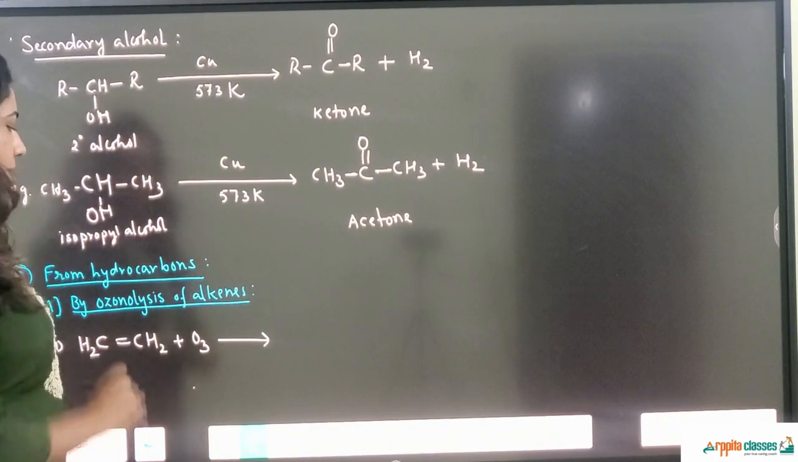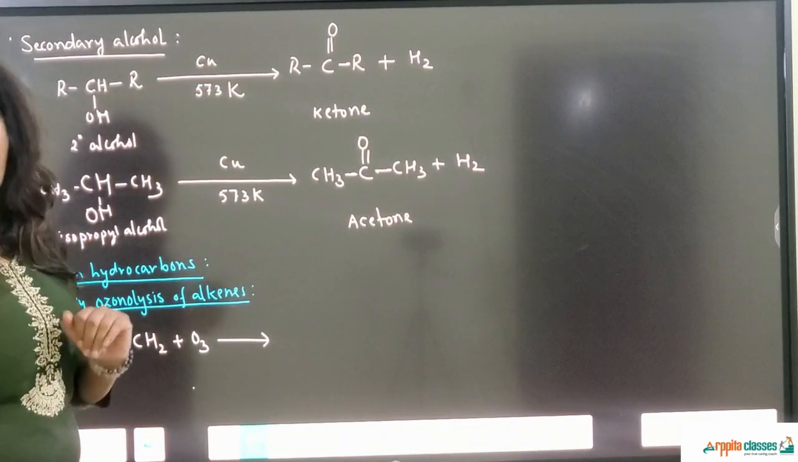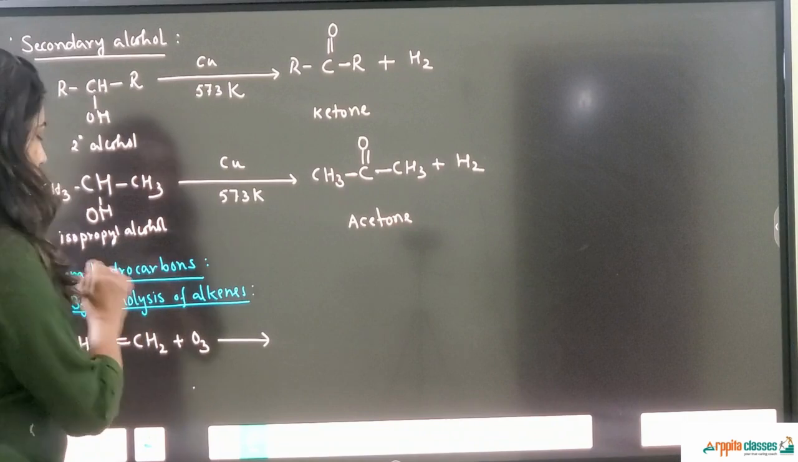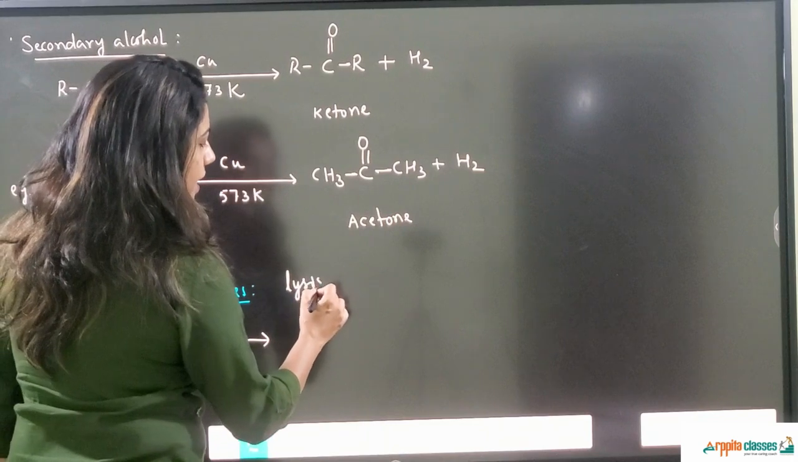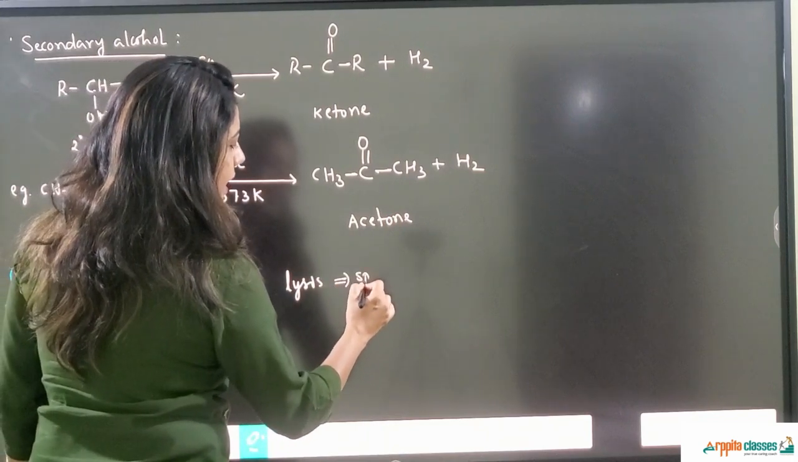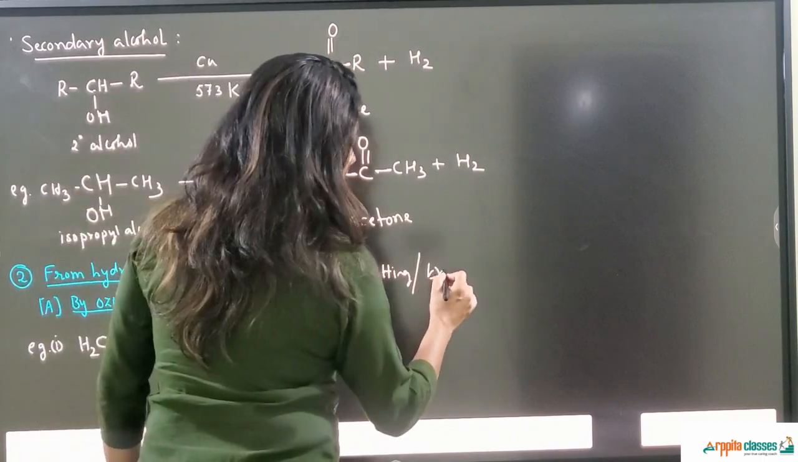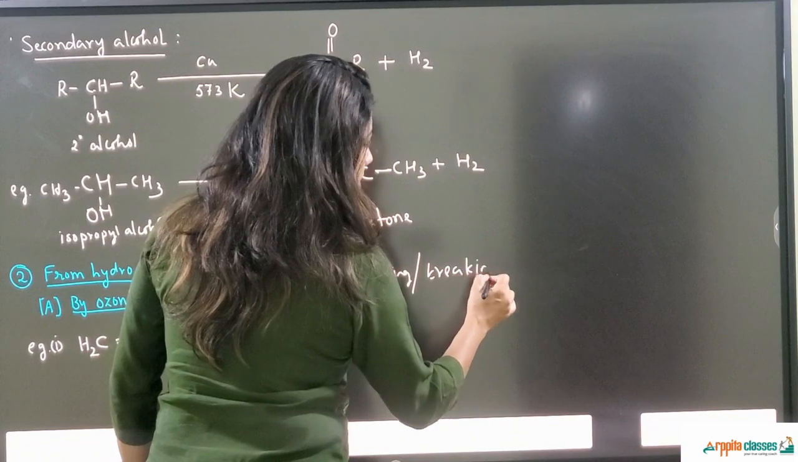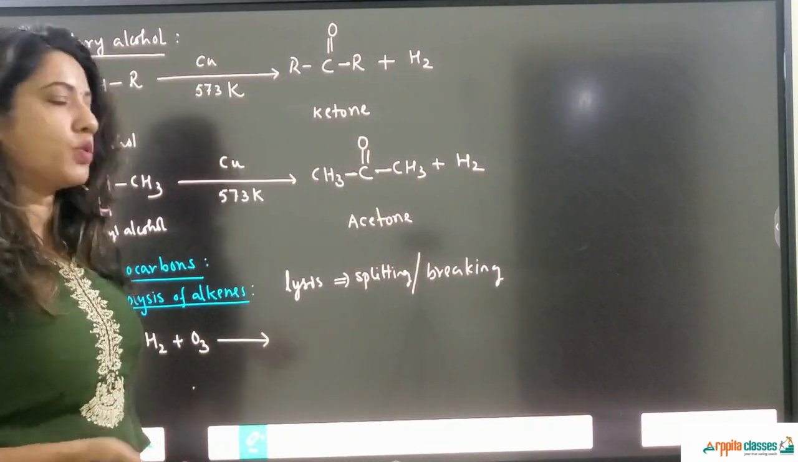In hydrocarbons we are taking the first process, that is ozonolysis of alkenes. Now what is the meaning of ozonolysis? The meaning of lysis is splitting. Lysis means splitting, or you can say breaking. And ozonolysis: splitting with the help of ozone is called ozonolysis.